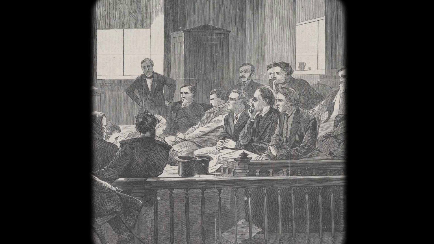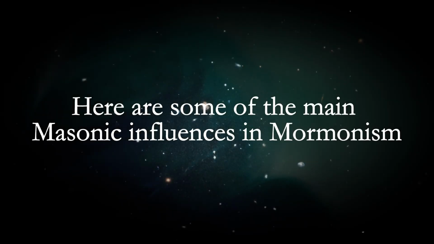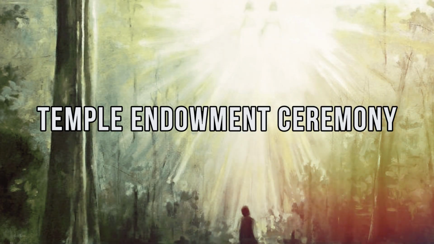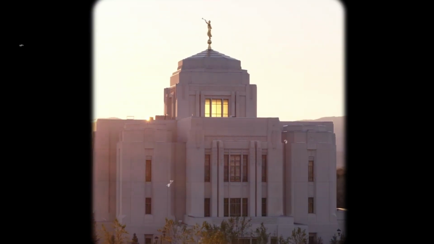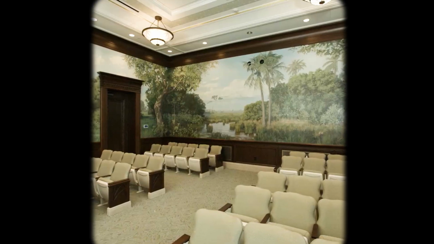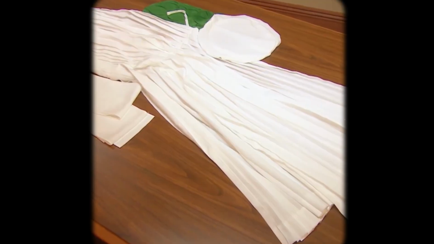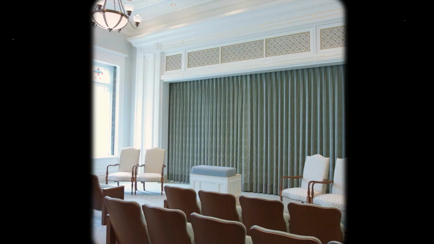A Masonic influence can definitely be seen in early Mormon practices, especially in the temple rituals of the LDS Church. Here are some of the main Masonic influences in Mormonism. Number 1. Temple Endowment Ceremony. The LDS Endowment Ceremony, introduced by Joseph Smith shortly after he became a Mason, includes symbols, gestures, clothing, and oaths that closely resemble those found in Masonic rituals. For example, the use of signs, tokens, and penalties. Though some of these have since been removed or modified by the church, they have clear parallels.